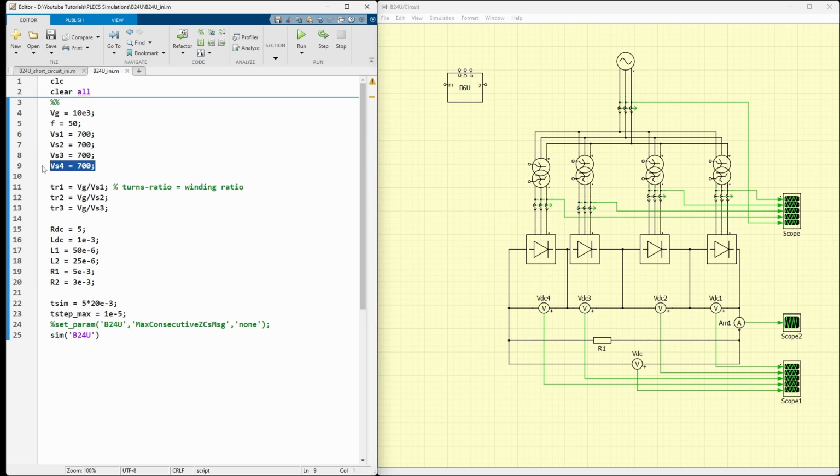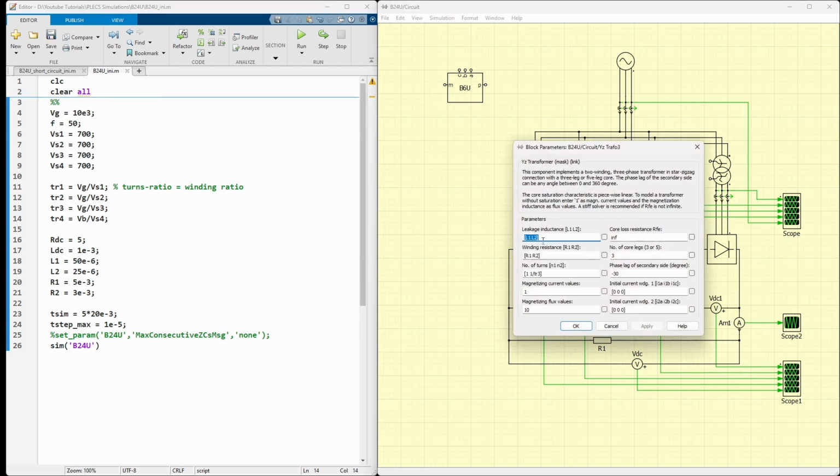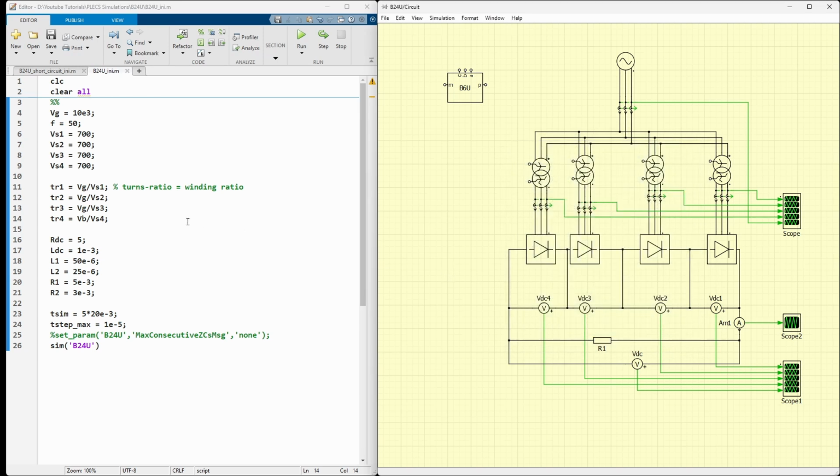We just added the fourth secondary voltage here, and let's also add this one, VG divided by S4, and we need to update the values corresponding to the turns ratio or the winding ratio here as well, and save it. For simplicity, I considered all the same voltages here on the secondary side.